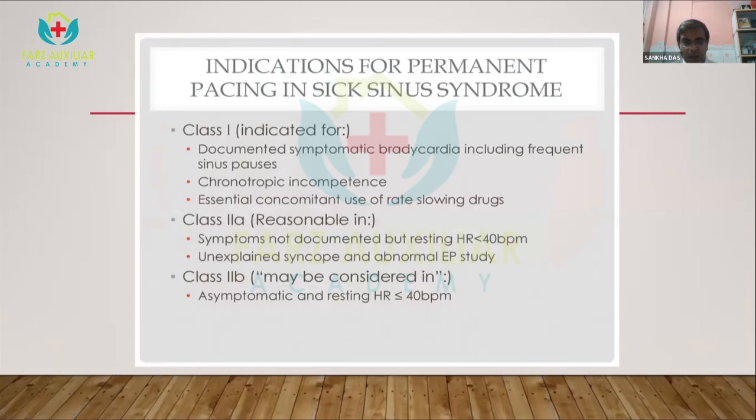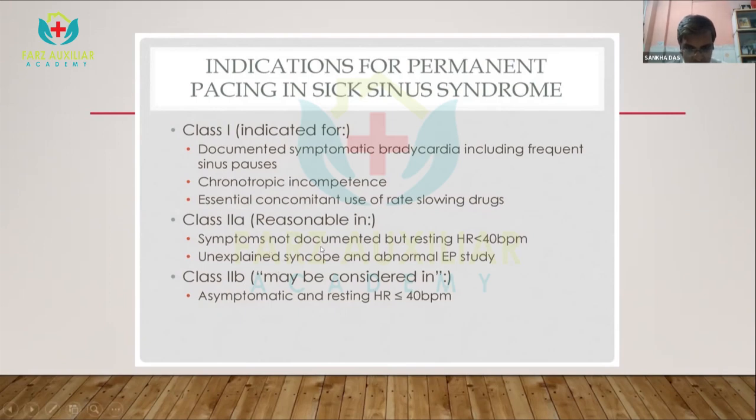So what are the indications of putting a pacemaker in sick sinus syndrome? Documented symptomatic bradycardia, including frequent sinus pause, chronotropic incompetence. Do you know what is chronotropic incompetence? If the patient cannot increase his heart rate according to his activity. Whenever a patient is doing some exertion, ideally, the heart rate should increase. But if the heart rate does not proportionately increase, then that is called chronotropic incompetence.